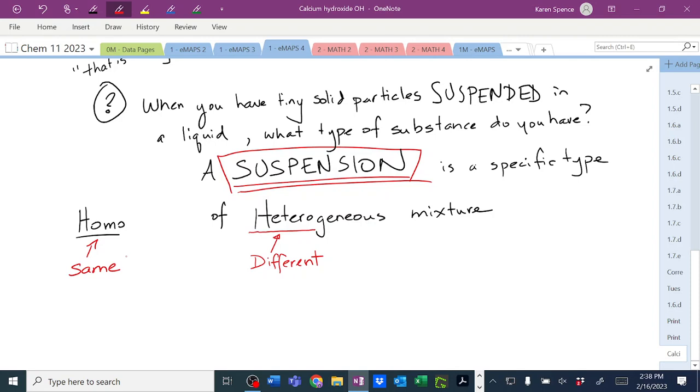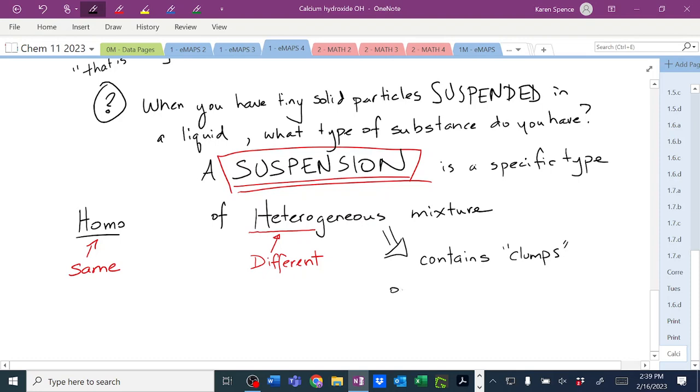So we have the heterogeneous mixture, and it contains clumps. This is how you can recognize one. Clumps. And if you're tired with this lecture, just imagine if you've done it 3 times in one day. Of different materials in different areas.